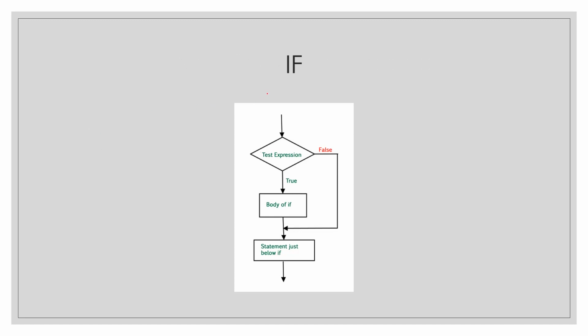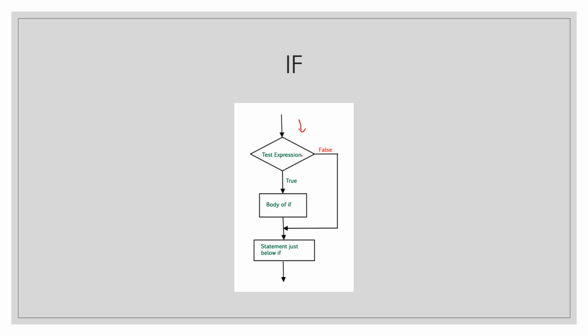The if statement is a simple conditional statement where the condition is checked, and if the condition is true, then a set of statements are executed. Else, the order of execution skips to the expression just after the if block. So that's the flowchart for the if statement.